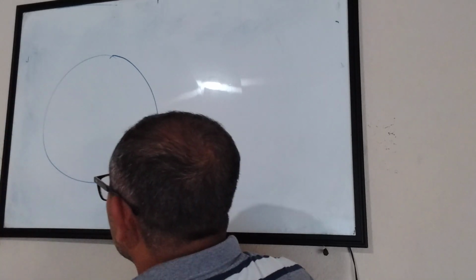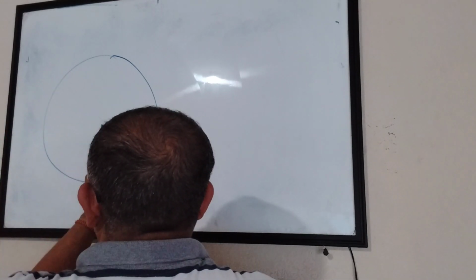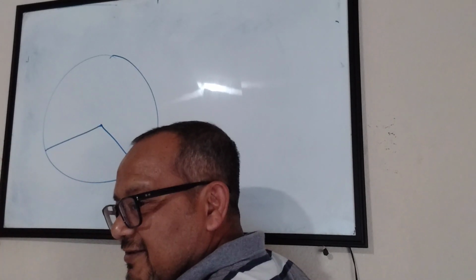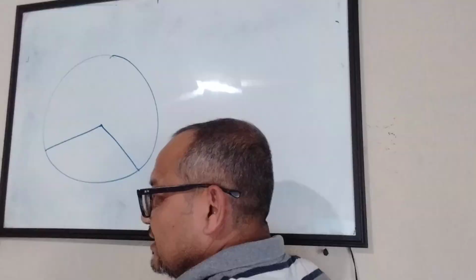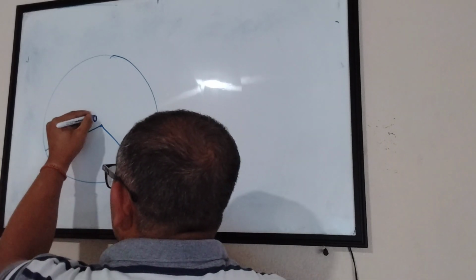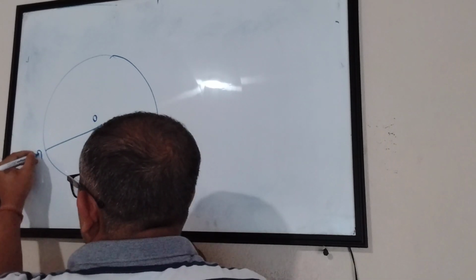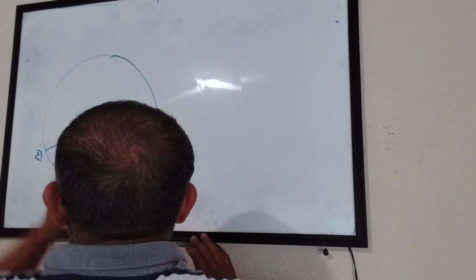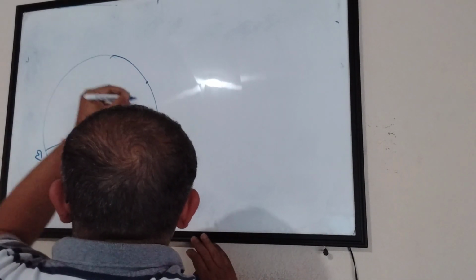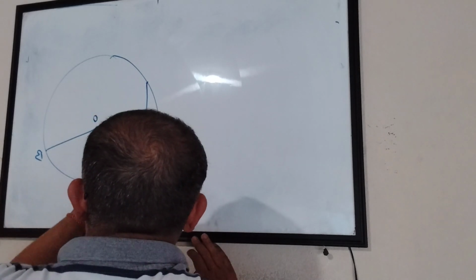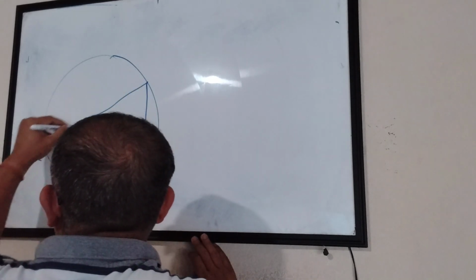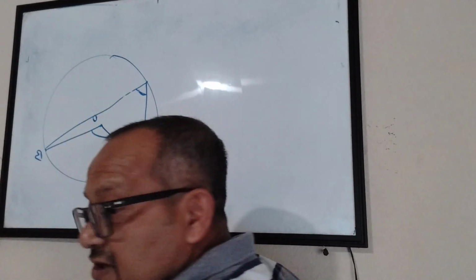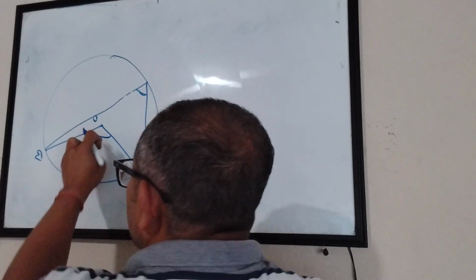This is my circle. You guys are interested in knowing this, right? Want to know that magic trick? Okay. So this is my center angle. What I'm saying is, let's pick any point. I pick this point and I join these. So what I'm trying to convince you guys of is, this angle is half of this angle.